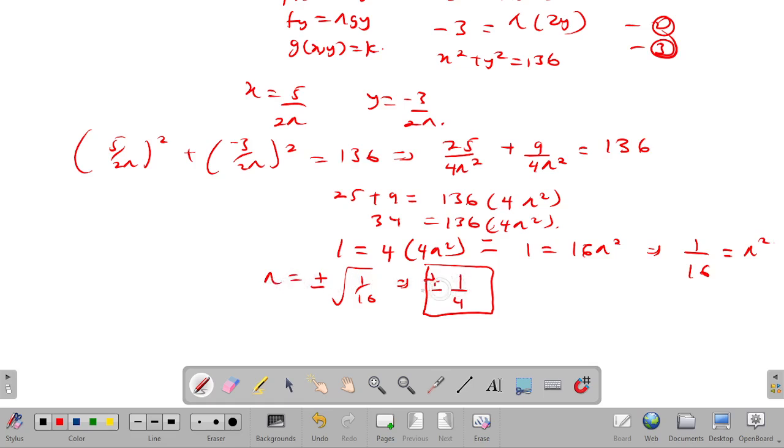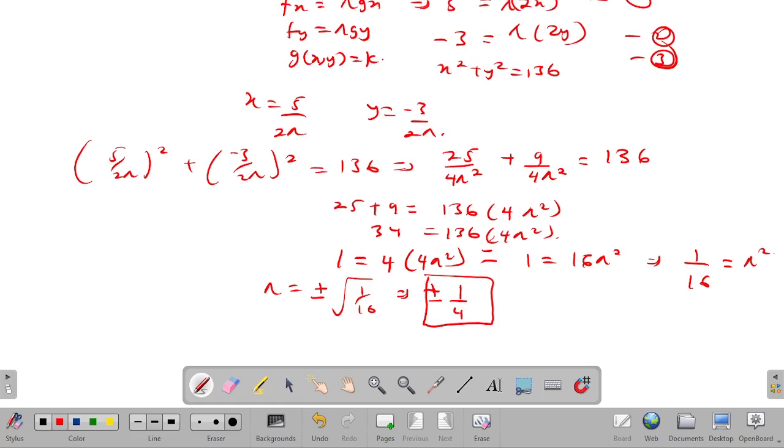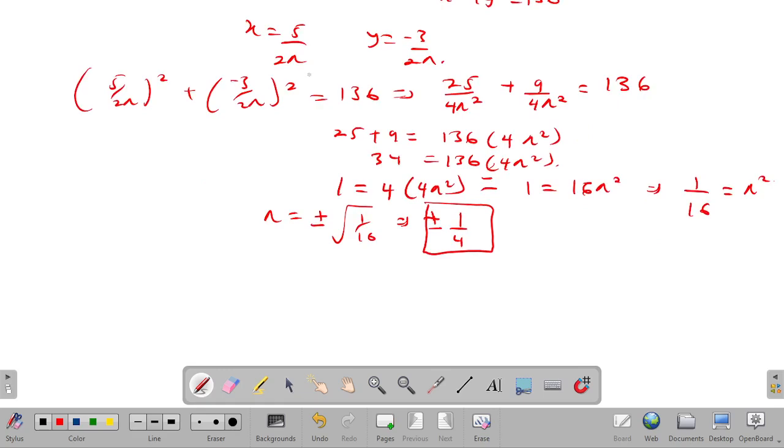Now, what's the relevance? Once we have this, it's so simple. We are looking for the minimum and the maximum values. So you go back to your x and y. You realize that x is equal to 5 over 2 lambda. What's lambda? 1 over 4.